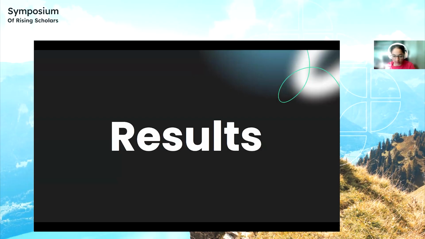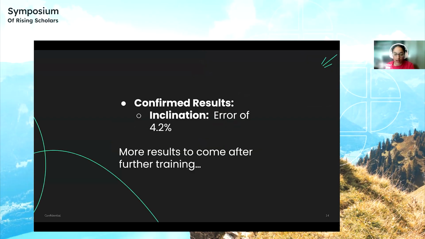So now for my results. After extensive training, I've unfortunately only been able to confirm my results for inclination so far, where the error rate is 4.2%. Basically, that means that my predicted answer is within 4.2% of the real answer. But I will be able to gather more results after further training of my model.